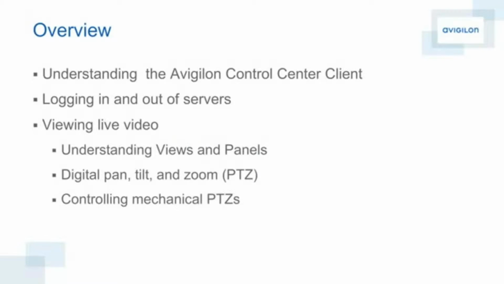The learning objectives for this module of Avigilon University are a general understanding of the layout and use of the Avigilon Control Center client software, logging in and out of servers, and a full understanding of how to view live video within Control Center client software, including understanding views and panels, and how to digitally pan, tilt, and zoom within images, as well as how to control mechanical pan, tilt, and zoom cameras.